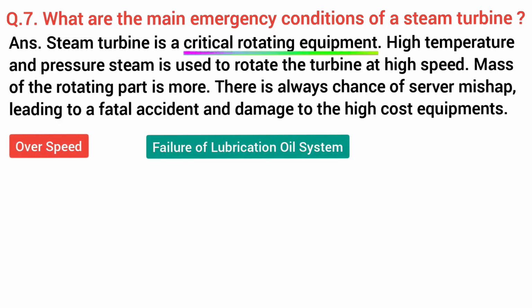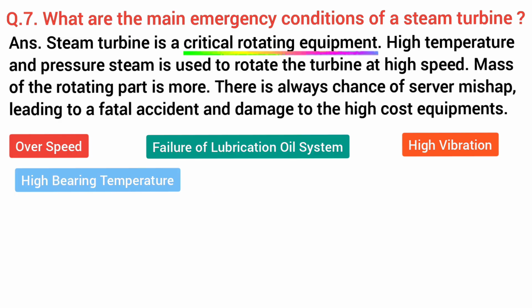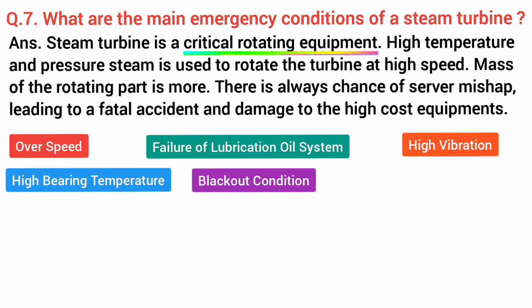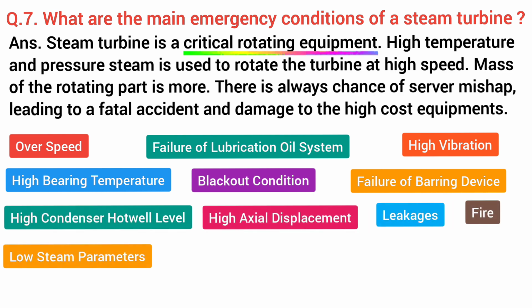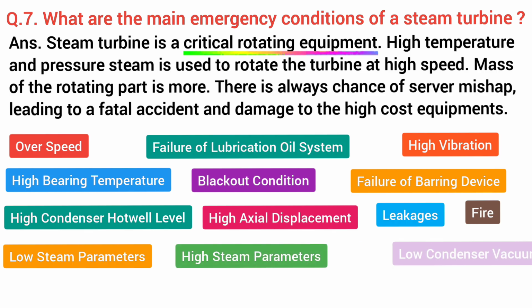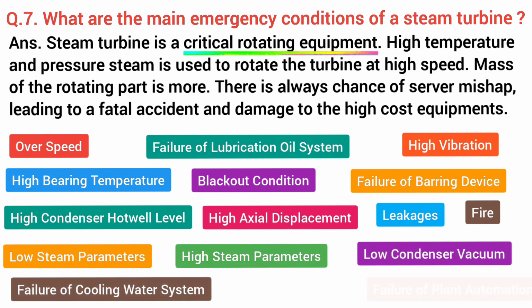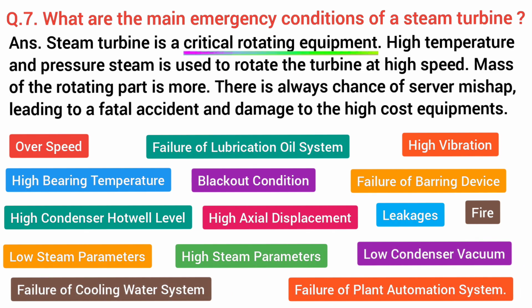Overspeed, failure of lubrication oil system, high vibration, high bearing temperature, blackout condition, failure of barring device, high condenser hot well level, high axial displacement, leakages, fire, low steam parameters, high steam parameters, low condenser vacuum, failure of cooling water system, failure of plant automation system.